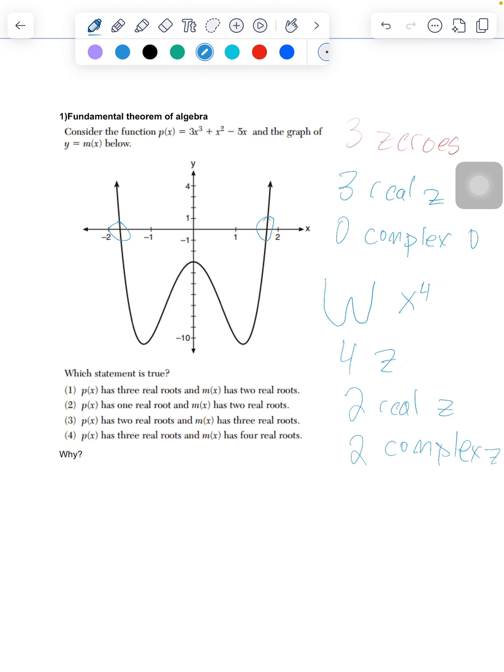So let's take a look at our options, right? It says p of x has 3 real roots. Got it right here. And m of x has 2 real roots. And we got that right here. So our option is number 1. So we got lucky with that. All right. So that's how you do these problems when you look at a graph, right? Now, if I was asking the reverse, asking how many complex zeros does it have, you'd say 0 complex zeros and 2 complex zeros, right, for each respective function.